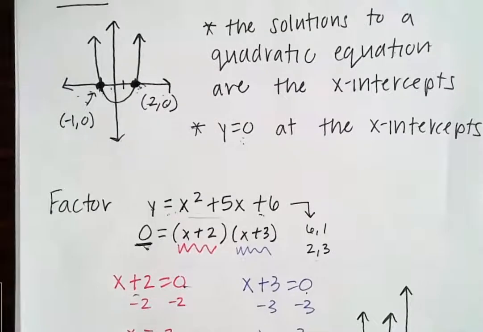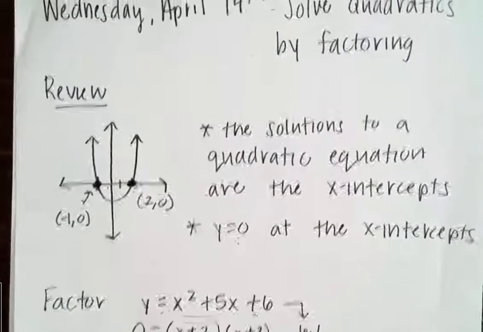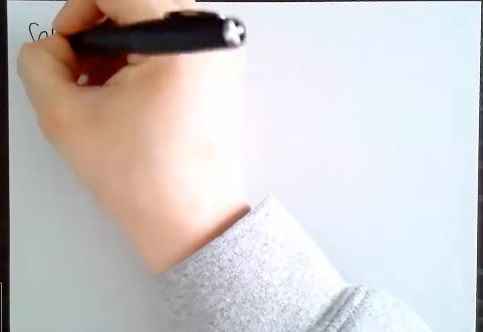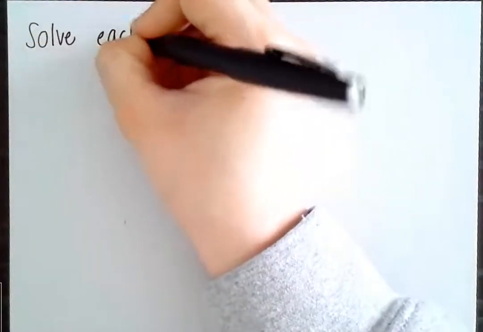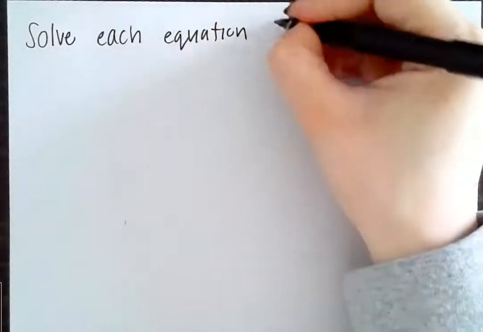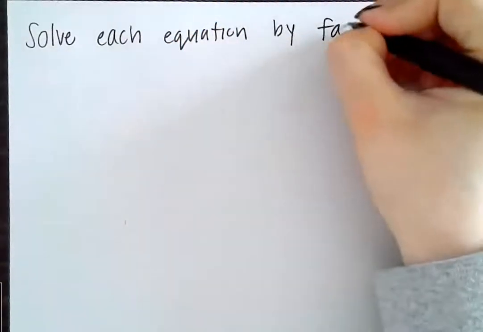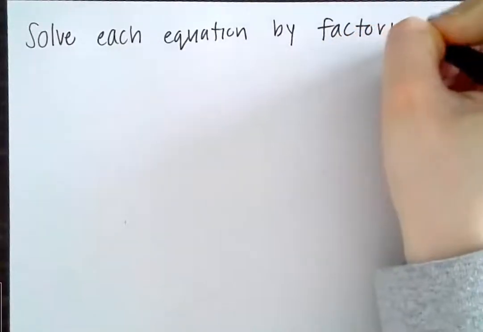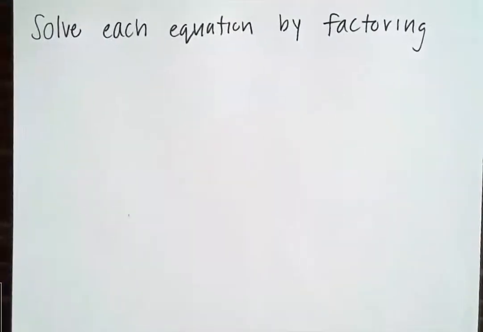Okay? So now we're going to try a few more examples together. And we're going to start off with some easy ones, and we're just going to get a little bit harder, okay? So the instructions for all 6 of these problems are going to be solve each equation by factoring. Okay? We're going to solve each equation by factoring.